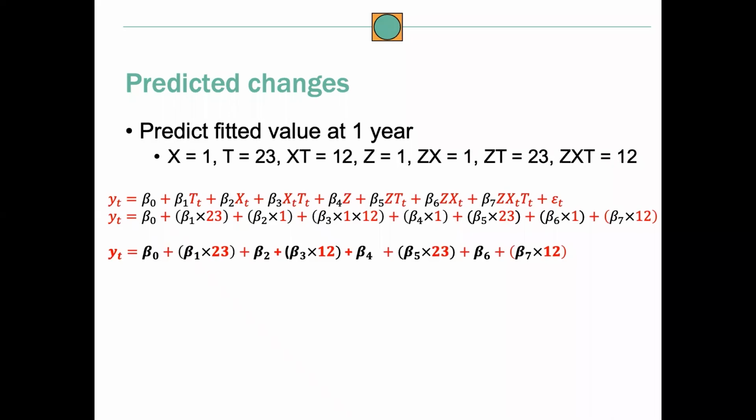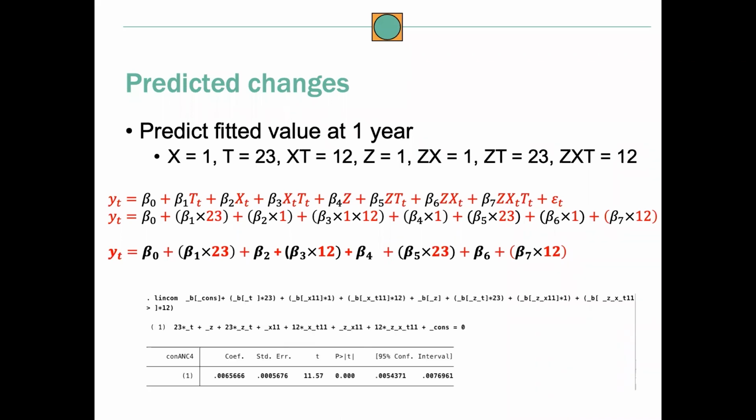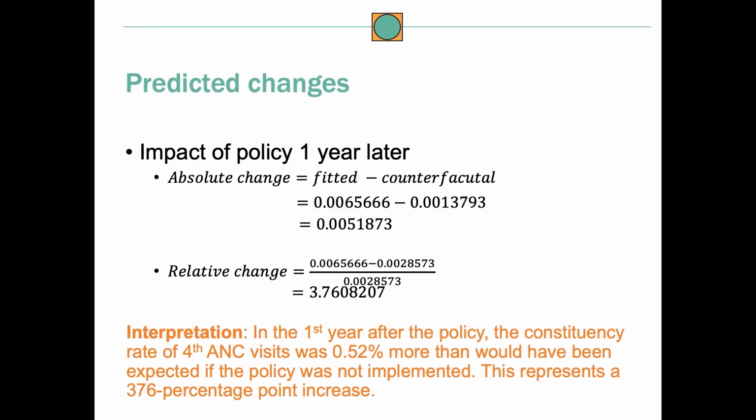A similar process was done for our fitted value. The difference is that our Z was equal to 1. And so after all the values were inserted and simplified, we got 0.00657. A year later, our absolute change, which is the difference between our fitted and counterfactual values from the previous slides, was 0.005187, and our relative change, which is the absolute change divided by the counterfactual, is 3.761. So to interpret it, we would say that in the first year after the policy, the proportion of fourth ANC visits was 0.52% more than would have been expected if the policy was not implemented. And this represents a 376 percentage point increase.